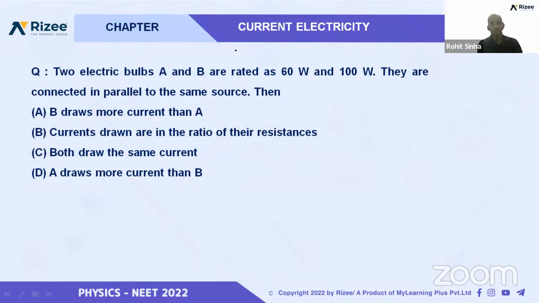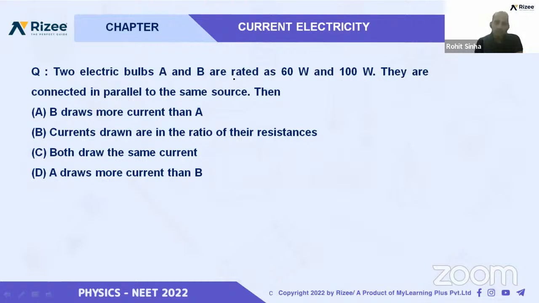I will not answer this question. I have discussed this concept in the theory part only. Any answer from anyone? Yes, the answer came: option C. Okay, all of you should answer.